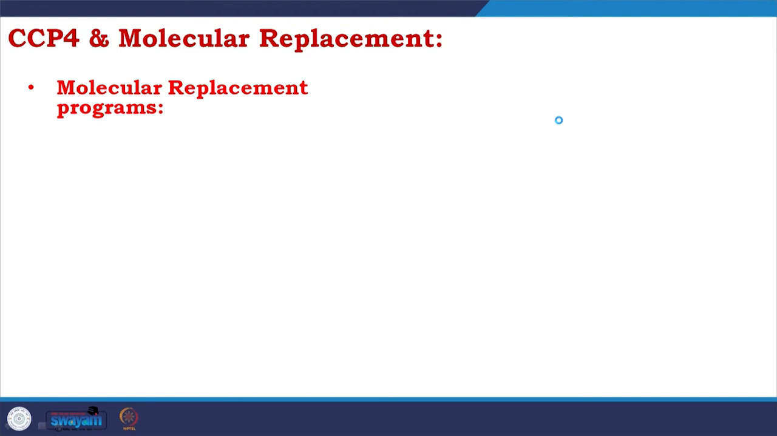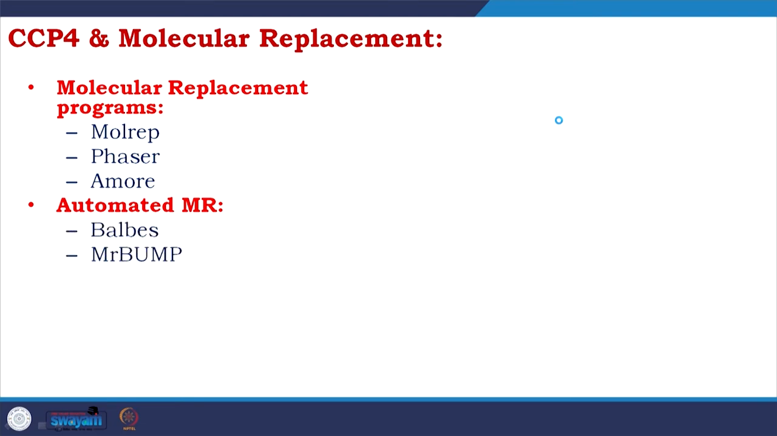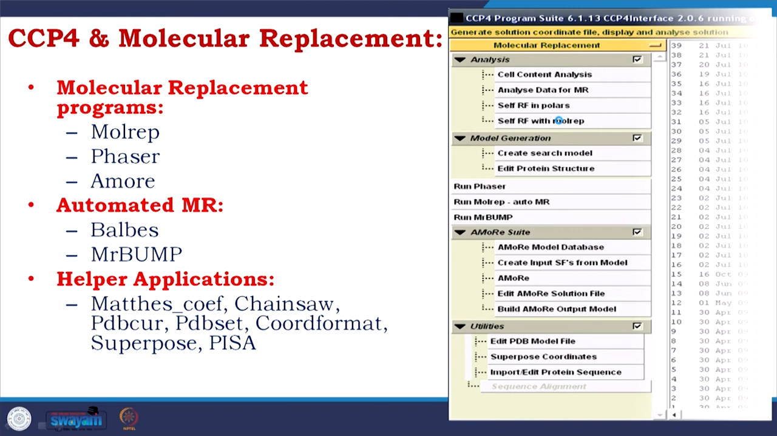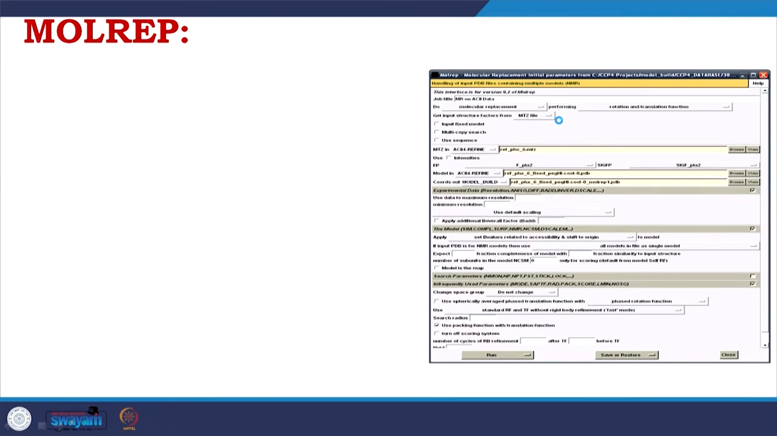So, CCP4 and molecular replacement. There are molecular replacement programs: MolRep, Phaser, Amore, automated MR, Bulbs, Mr. Bump. Helper applications, a lot of them; I am just talking about some: Matthews, to know the number of molecules, Matthews coefficient, Chainsaw, PDB car, PDB set, co-ord format, superpose, PISA. So, this is the CCP4 program suite. You could go and check whatever they have. They have categorized them in analysis, model generation, Amore suite, utility, and other different categories.